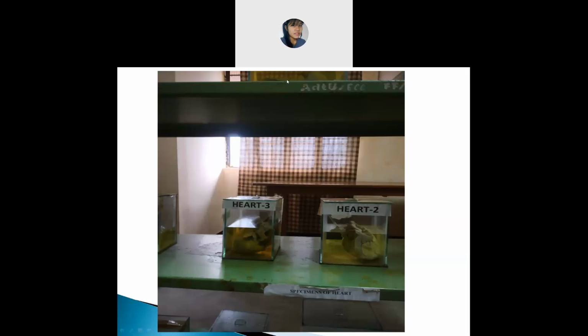You know about the cardiovascular system, the circulatory system.